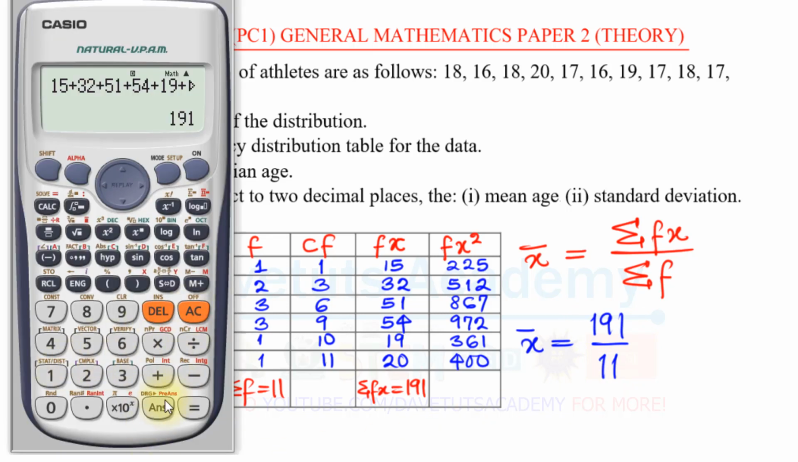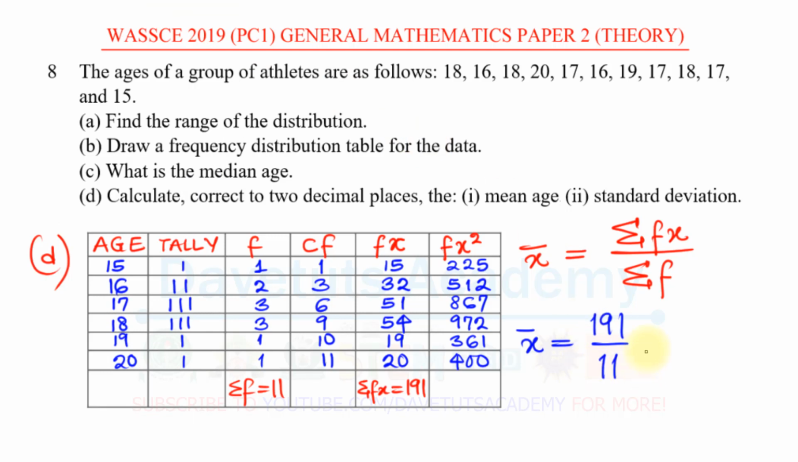So what is 191 over 11? You can say our answer divided by 11, that is 17.36 recurring. The bar means that it's continuing like that, 36, 36, 36. But no problem, we don't need that. They say we have to find it correct to 2 decimal places. Wow, I love this. If it's to be to 2 decimal places, the calculator has helped us already. So the mean is 17.36 to 2 decimal places. All right.